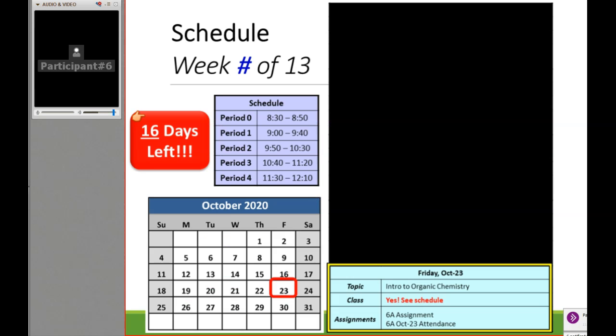All right, there are only 16 days left of the quarter. We are in week 10 out of 13, so today is Friday, October 23rd. We're going to start off Unit 6, which is our Intro to Organic Chemistry, and we will be completing the 6A assignment. For this last unit, we don't have a project because we will have a final exam. So keep in mind that we will be working on a final exam at the end of this unit, which will cover Units 5 and 6, for which we didn't have a project for them. So just keep that in mind.